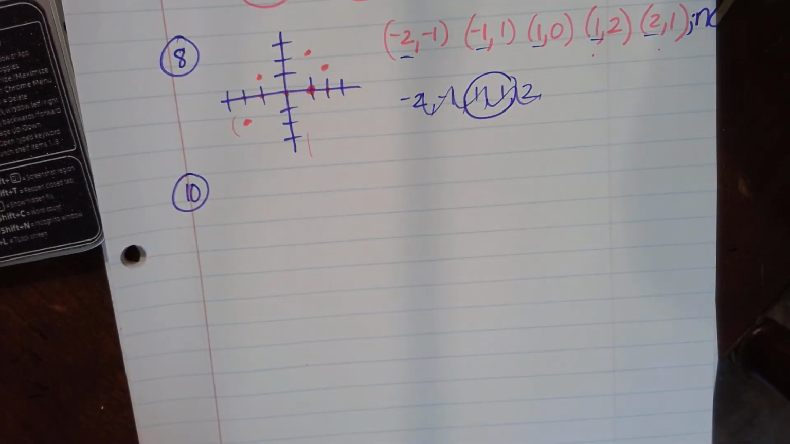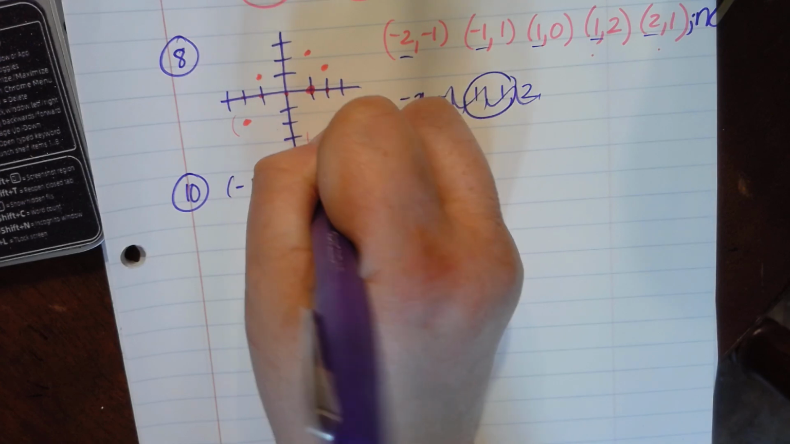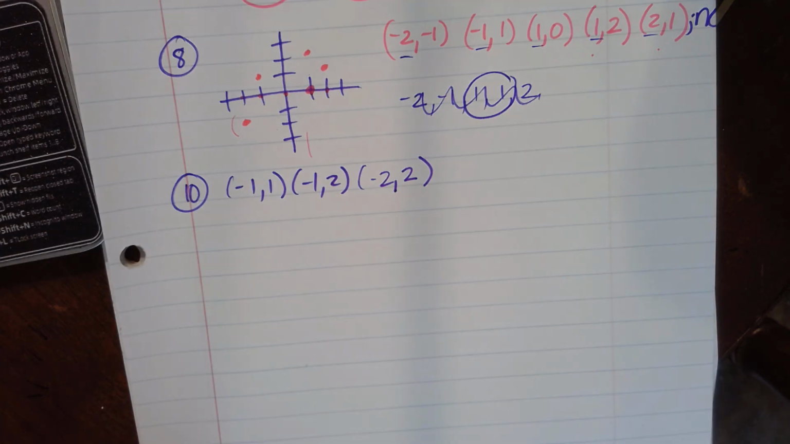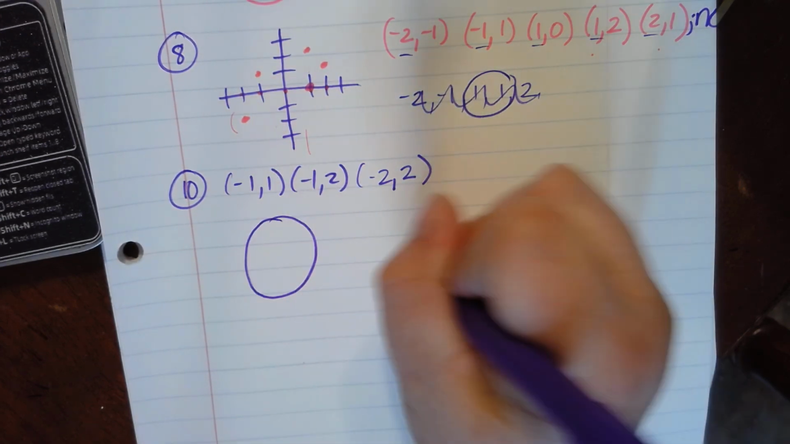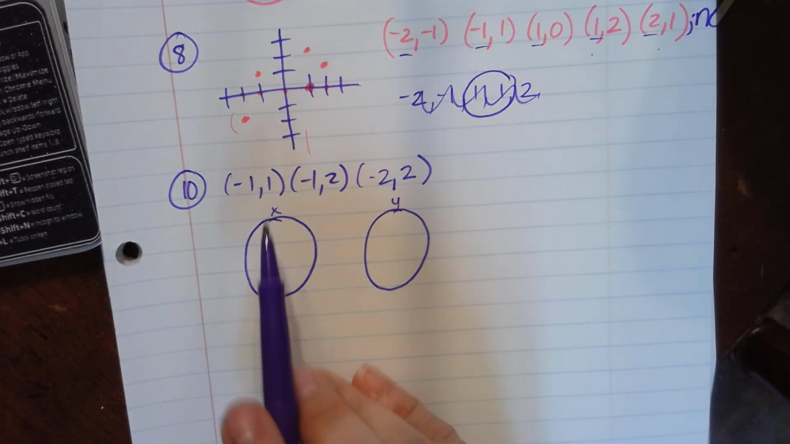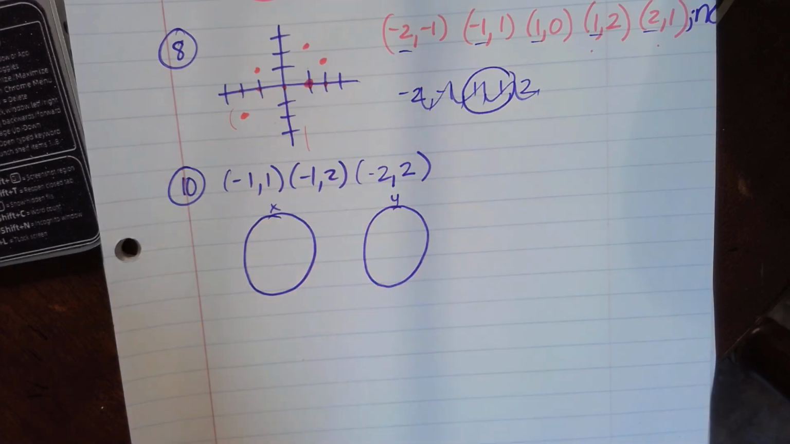Number 10. This one says draw a mapping diagram of each relation and state if it's a function. Okay, so for number 10, again, you don't have to write this. I'm just going to write these coordinates down. Okay, so they want the mapping diagram, and that is this. So you're going to do your 2 circles, okay? And inside of each of these, this is your x and your y, you're going to list your x's here, least to greatest, and then the y's here, least to greatest.